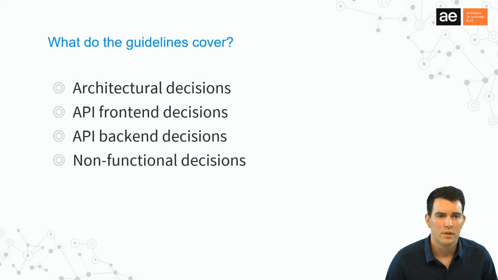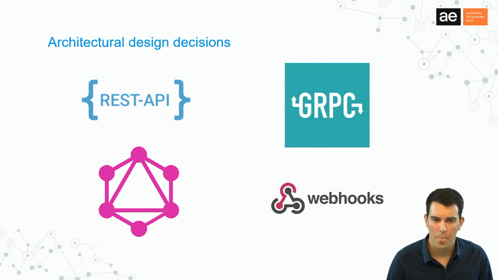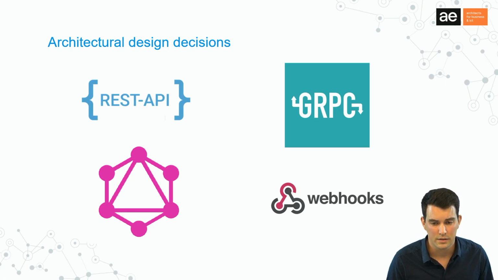Next, what should the API guidelines cover? Well, the first decision you have to take is which architecture will you use? Will you use REST API, gRPC, GraphQL, or webhooks? That's a big decision that will impact your API a lot.